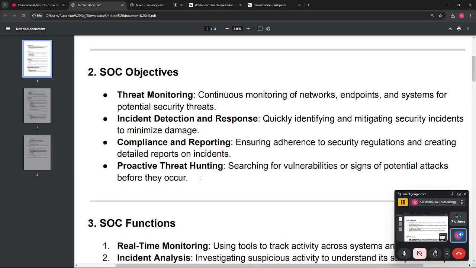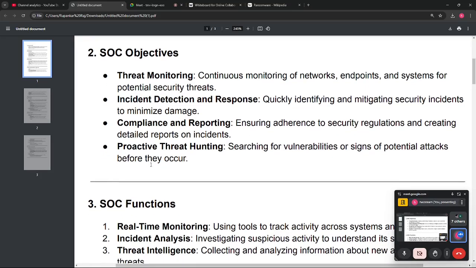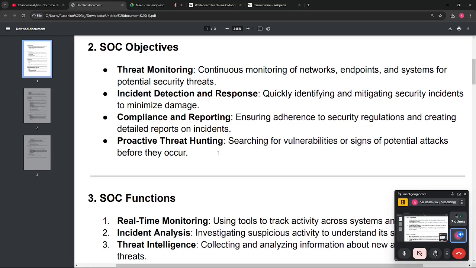So basically, the SOC has four primary objectives. As you can see, first is threat monitoring, then incident detection and response, then compliance and reporting, and then proactive threat hunting. So these are the basic objectives of SOC.